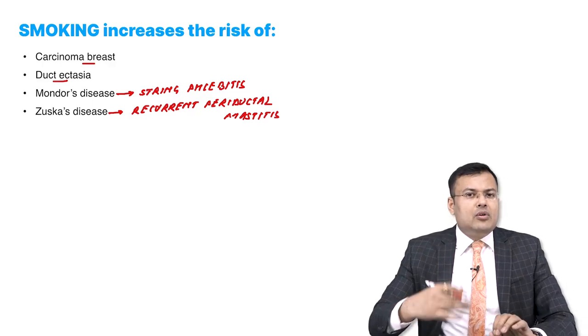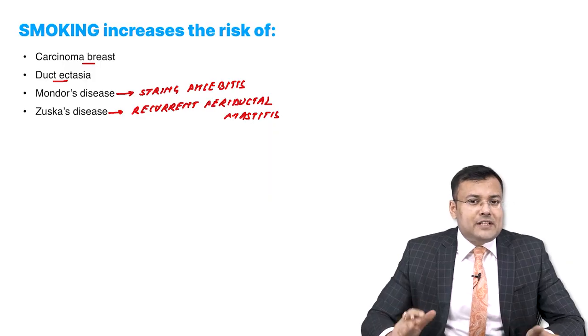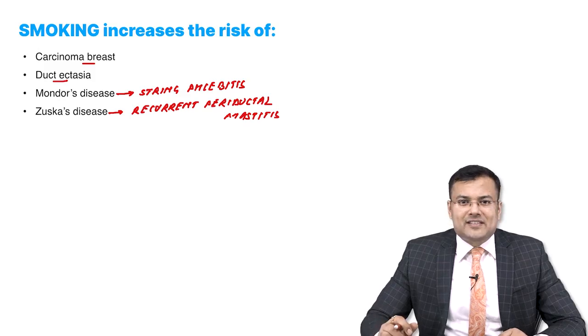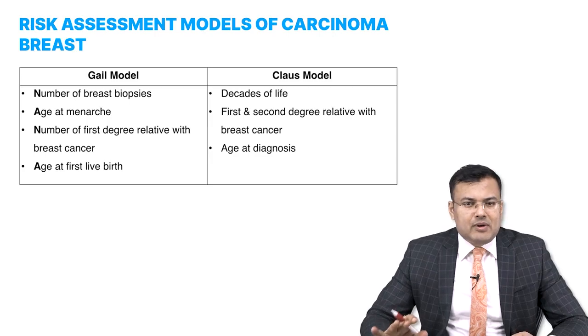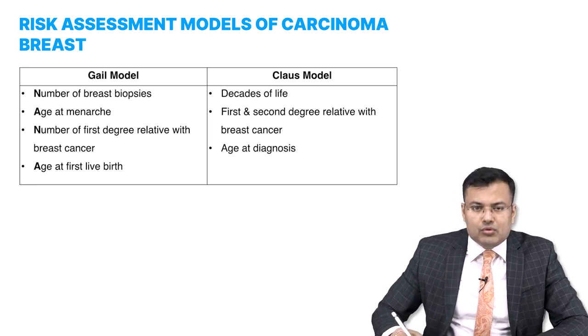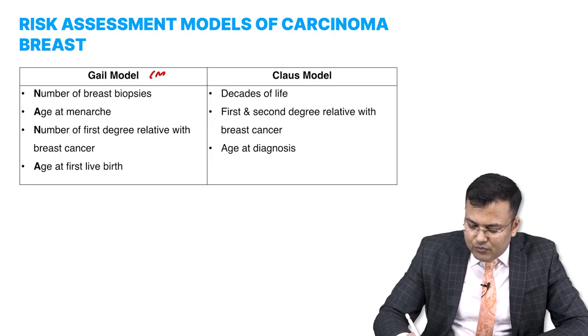Now, which factor is protective? You know that long duration of breastfeeding is protective for breast cancer. What are the commonly used risk assessment models of carcinoma breast? One is the Gail model, one is the Claus model. Out of these two, which one is most commonly used?